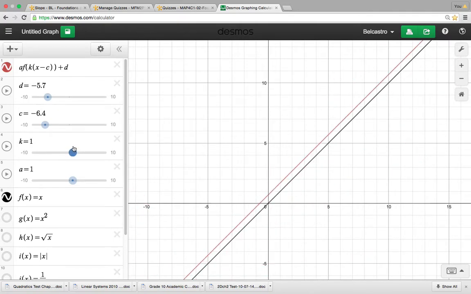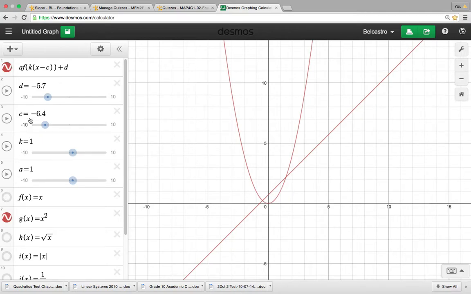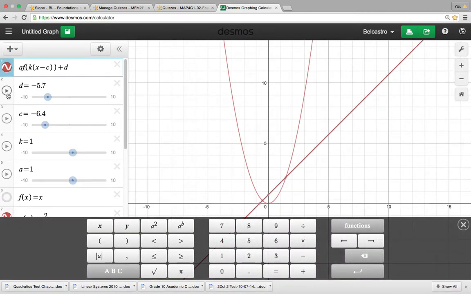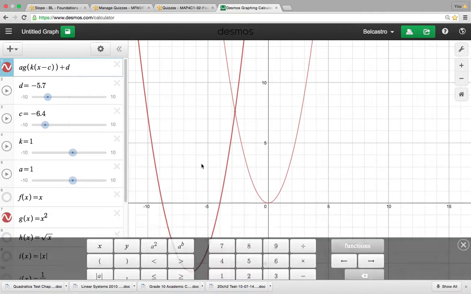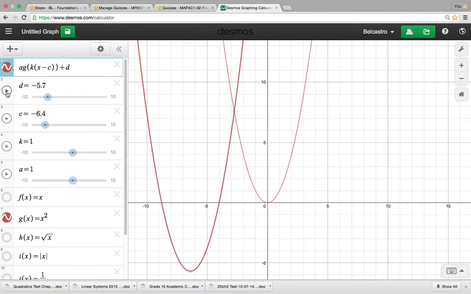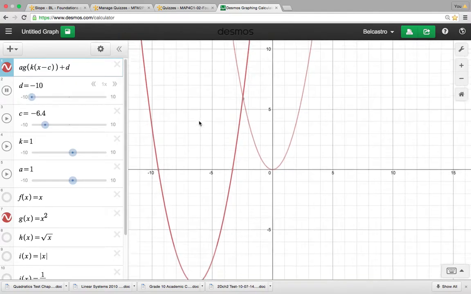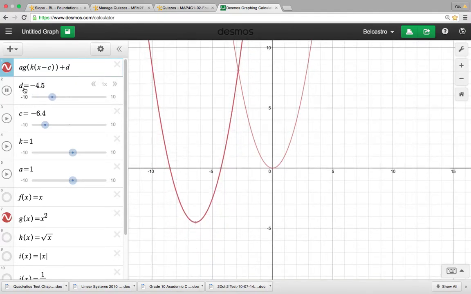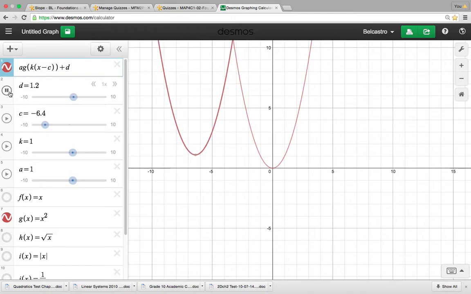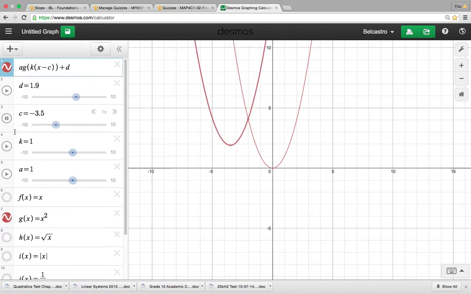So this is where that function comes in handy. Instead of using f of x, we're going to deal with g of x, and g of x is a quadratic. So all I have to do is change the letter here, and now I have a quadratic. So let's watch that again. D moves things down and up. See how we changed the d value? It shifts things up and down. C moves things to the right as it increases, and then to the left as it decreases.